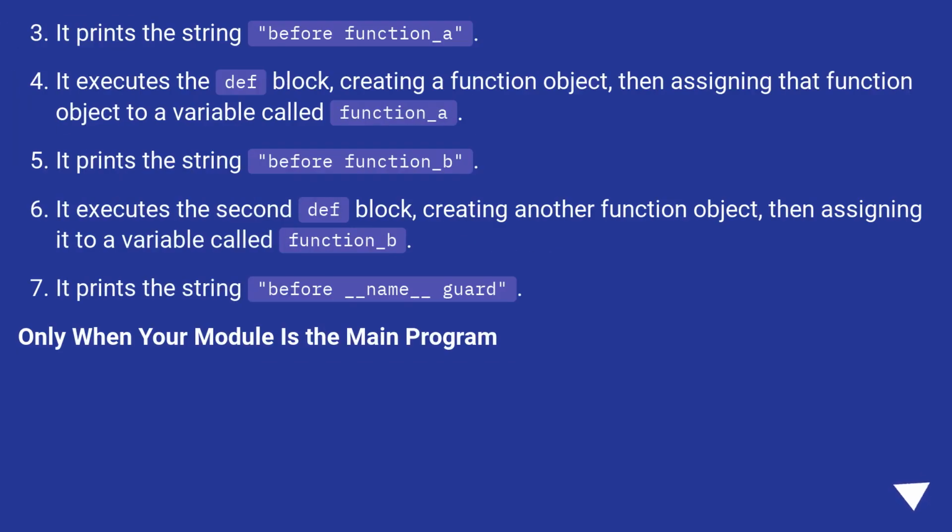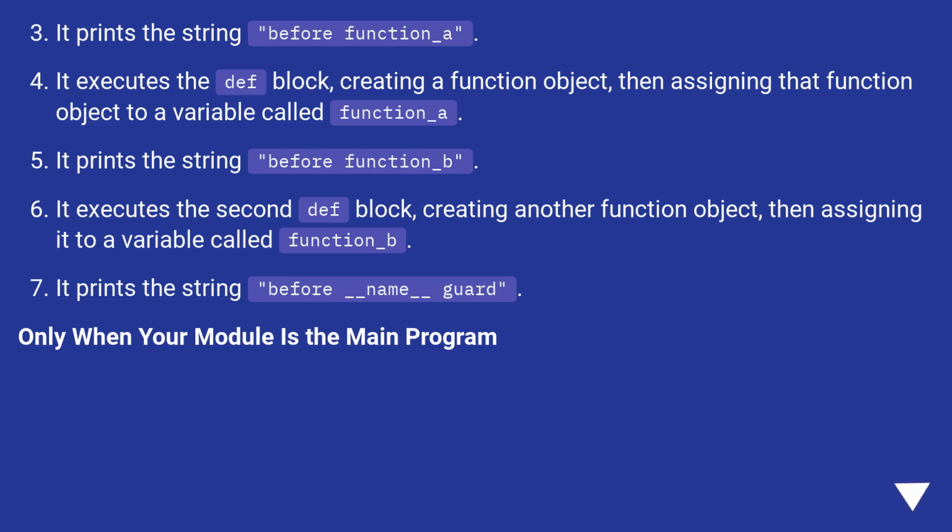It prints the string "before function_a". It executes the def block, creating a function object, then assigning that function object to a variable called function_a. It prints the string "before function_b". It executes the second def block, creating another function object, then assigning it to a variable called function_b. It prints the string "before __name__ guard".